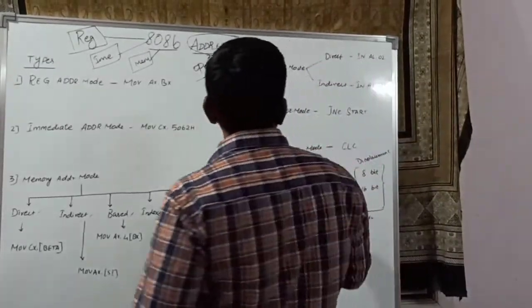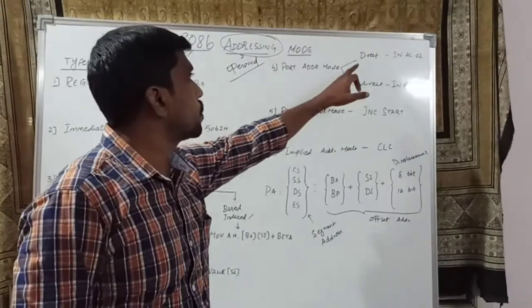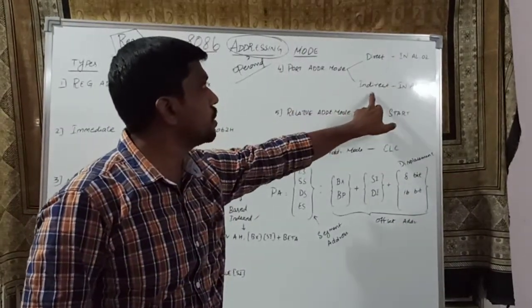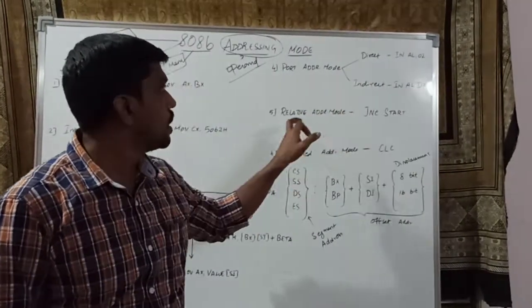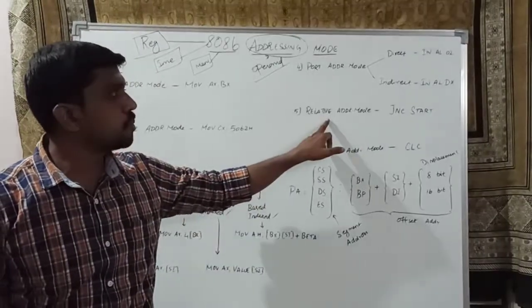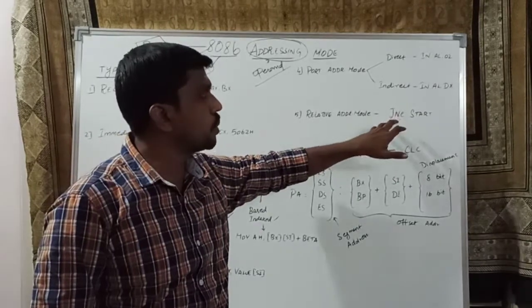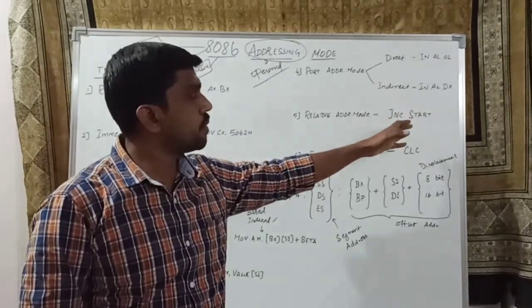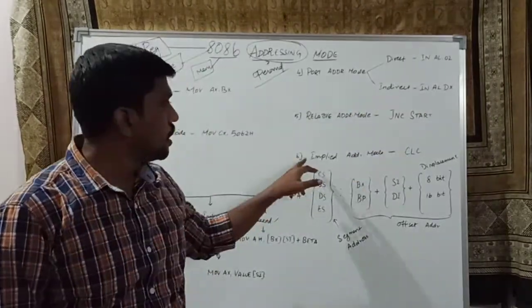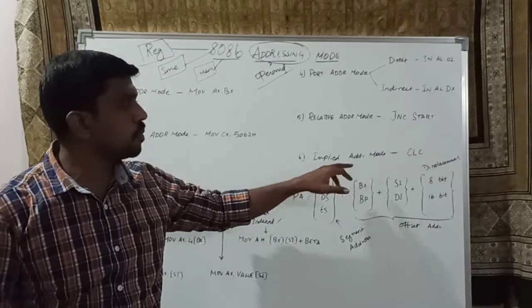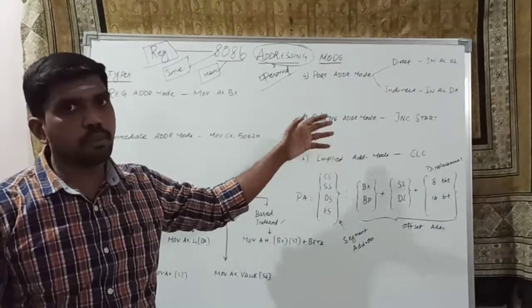The fourth type of addressing mode is port addressing mode. Here we also classify two types: the first is direct addressing mode, the second is indirect addressing mode. The fifth one is relative addressing mode, in which you just check the condition. If the condition is true, it goes to the loop, or otherwise just ignores the instruction. The last one is implied addressing mode. We will discuss them one by one.